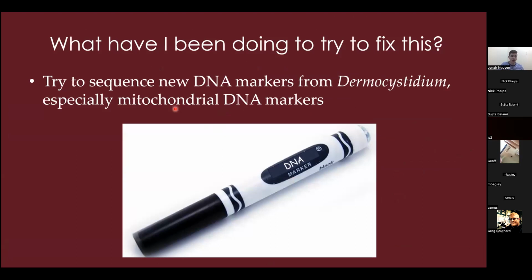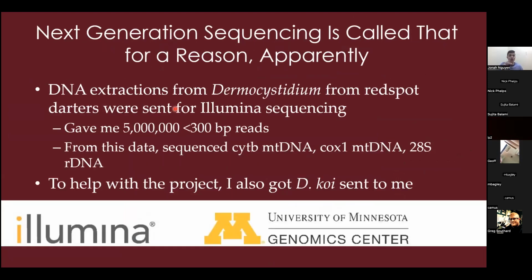So we can try to sequence some new DNA markers from Dermocystidium, especially mitochondrial DNA markers like COX-1, to see if those are better at differentiating Dermocystidium species than 18S. So next generation sequencing is called that for a reason, apparently, because it's pretty cool and pretty good.